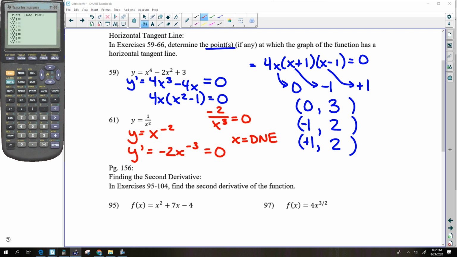So if I graph this, you should probably be able to see it. Yeah, that will never be horizontal. You'll never have a horizontal tangent line, ever.